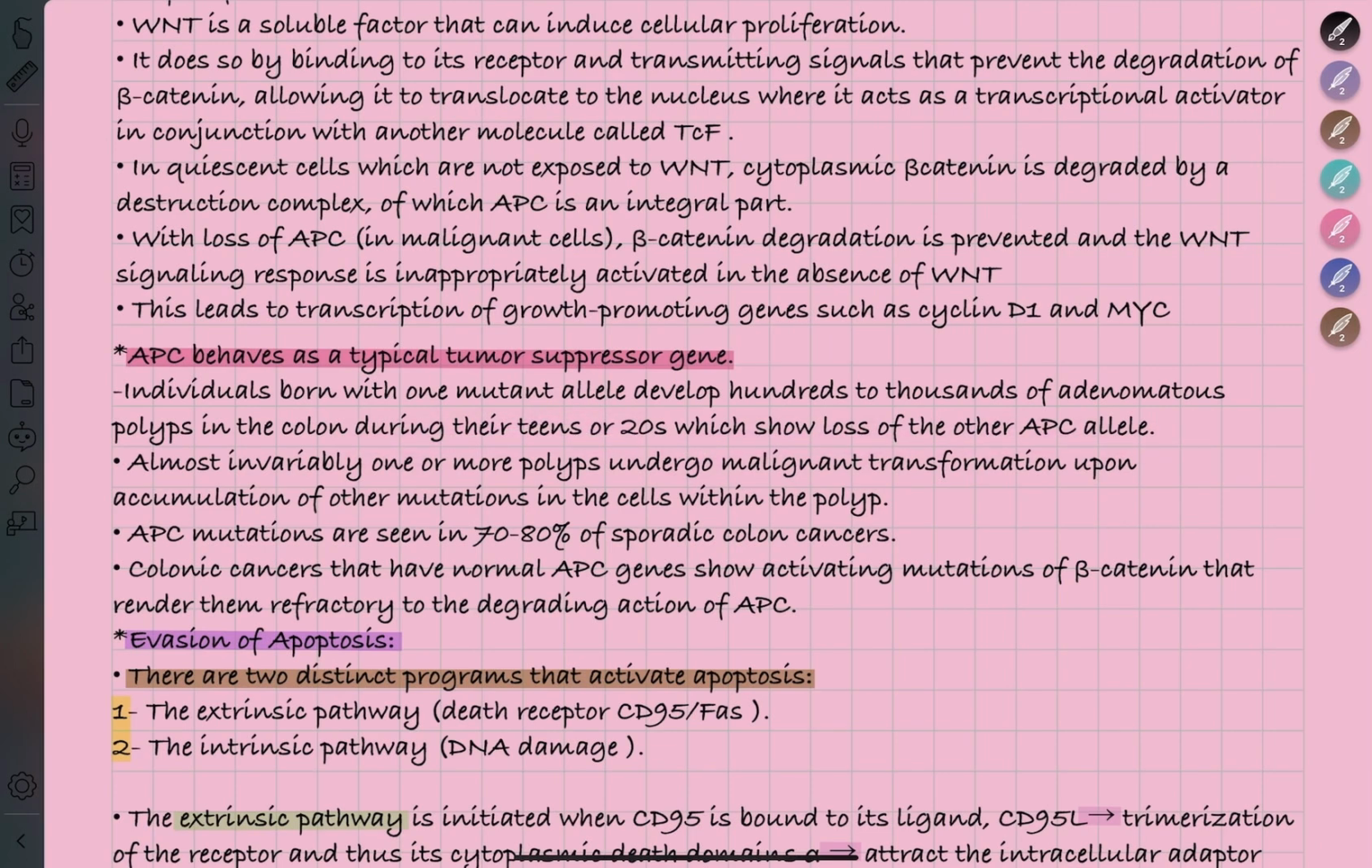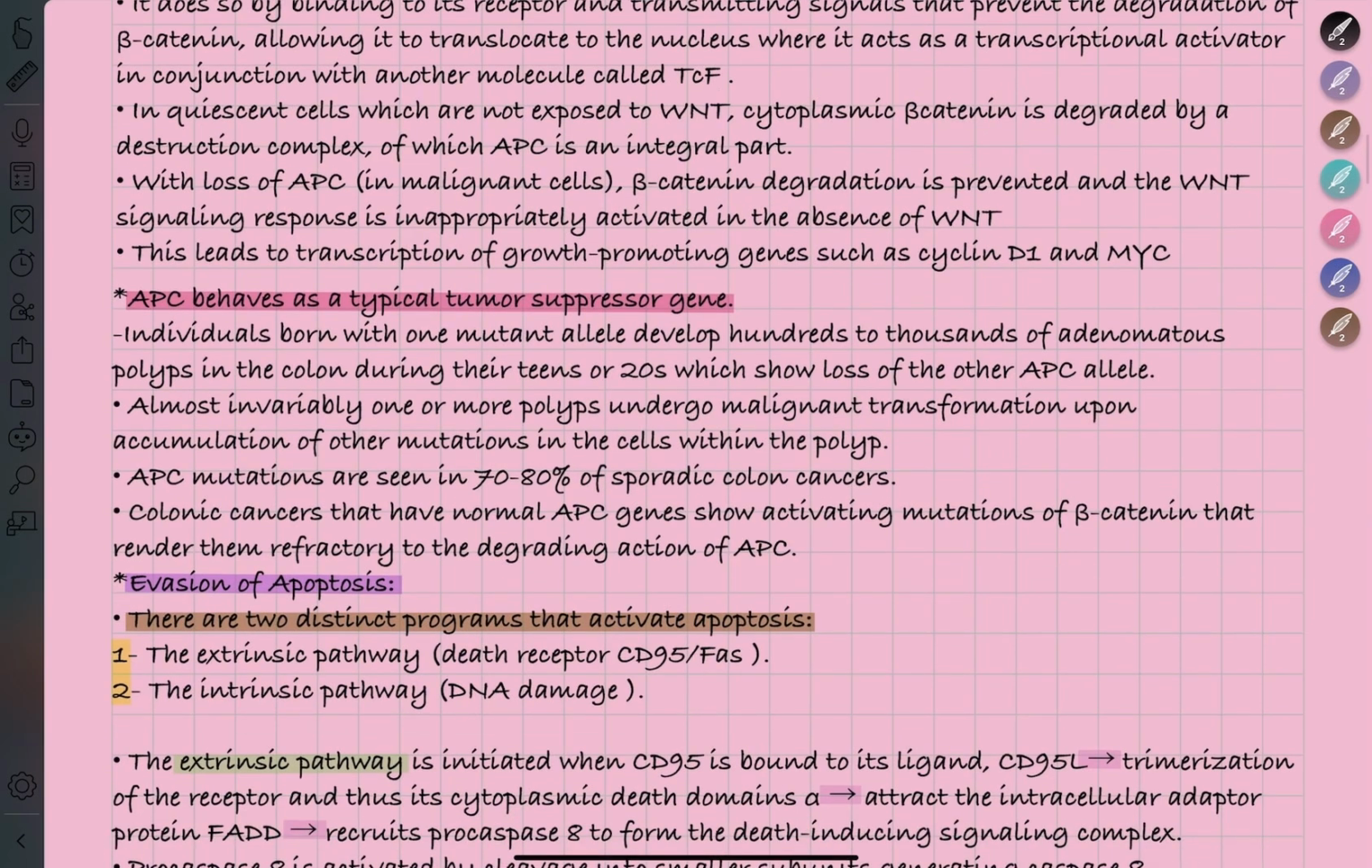Okay, so basically, individuals that are born with one mutant allele, eventually they will lose their other allele, okay? Almost invariably, one or more polyps are going to undergo malignant transformation upon the accumulation of other mutations in the cells within the polyp. So the same person, he will develop hundreds to thousands of adenomatous polyps, and invariably one or more of them is going to undergo malignant transformation. It's going to become a malignant tumor. Okay. And this is not a good thing, obviously.